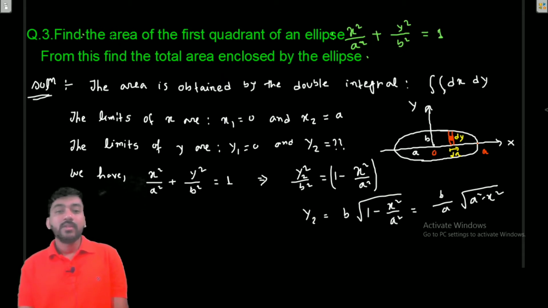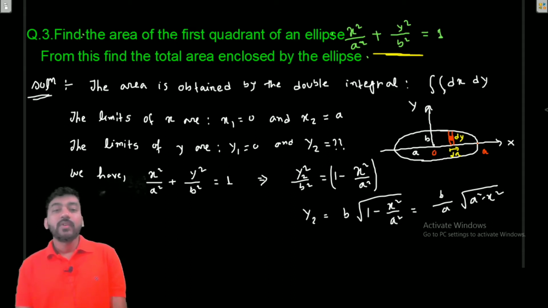So here, this is a different kind of question, something different from the other two. Here the curve is given, and you have to choose the region, you have to choose the limits yourself. The question is: find the area of the first quadrant of the ellipse. This is the equation of the ellipse, the well-known equation of an ellipse, you know.